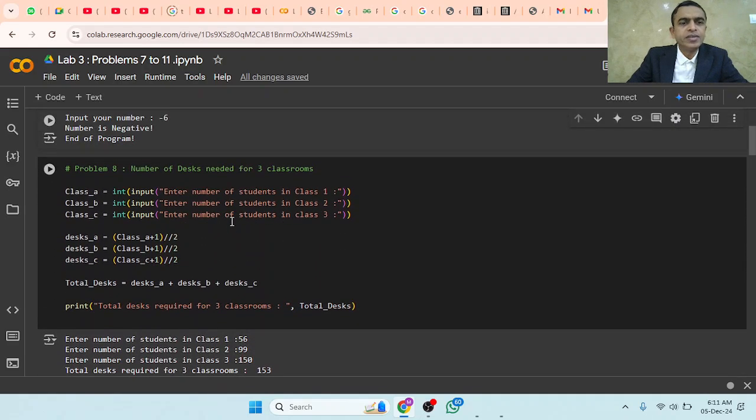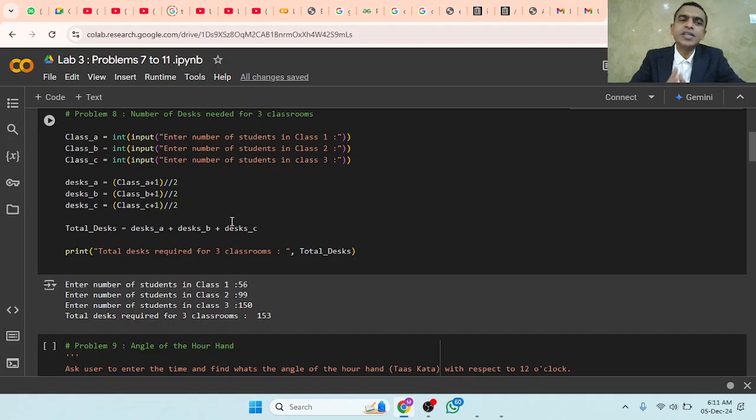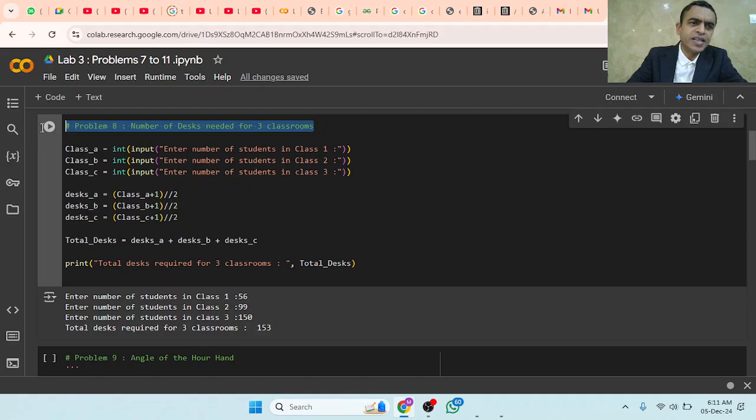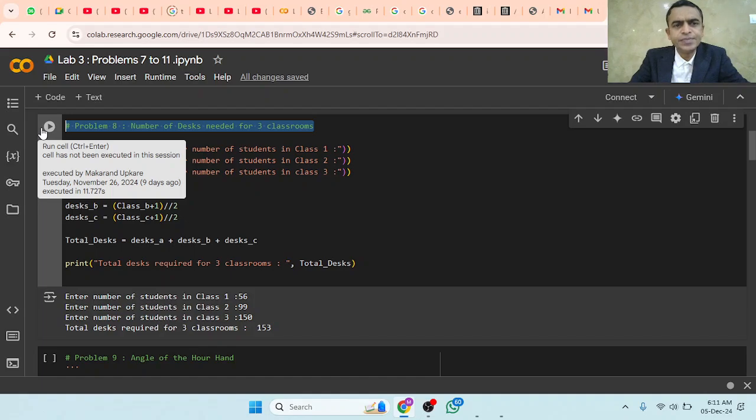Problem 8, number of desks needed for 3 classrooms. Okay, what this problem is all about, say you are designing 3 classrooms, class A, class B and class C, and there you want to know how many students are there, and if there are say 30 students, then you are going to provide them number of desks. Each desk will have 2 students. So number of students divided by 2 is number of desks.